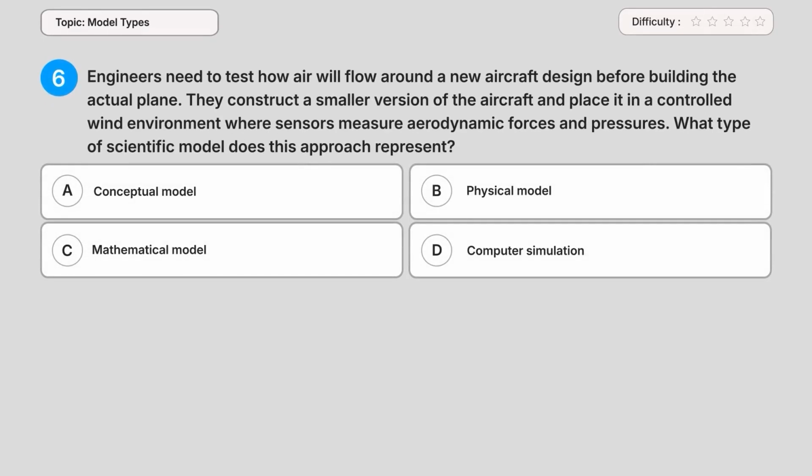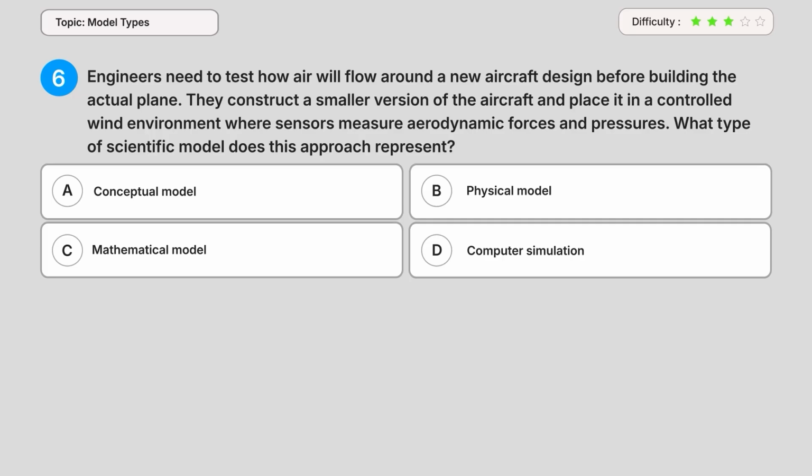6. Engineers need to test how air will flow around a new aircraft design before building the actual plane. They construct a smaller version of the aircraft and place it in a controlled wind environment where sensors measure aerodynamic forces and pressures. What type of scientific model does this approach represent?